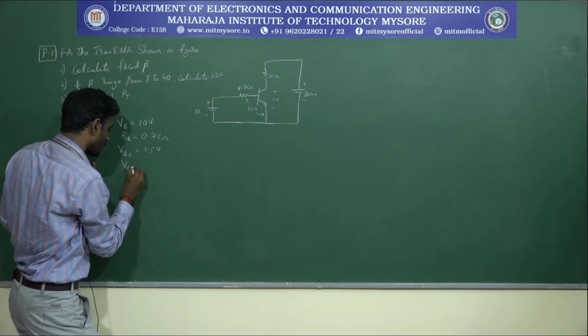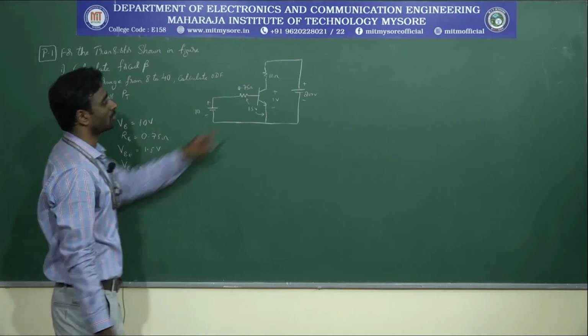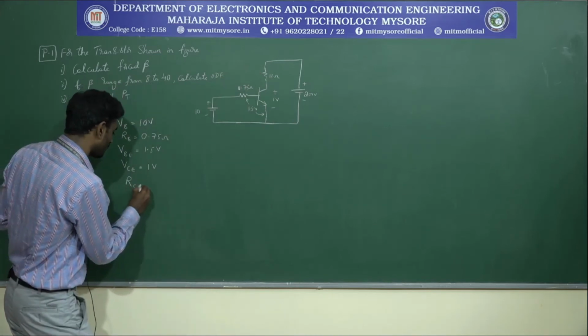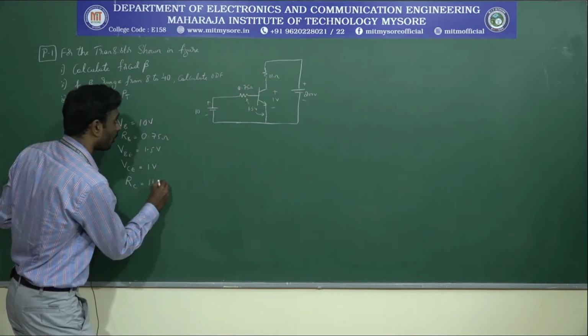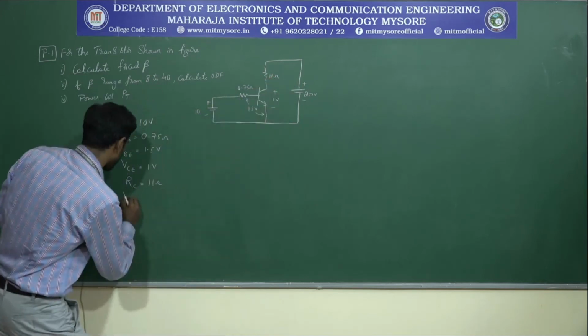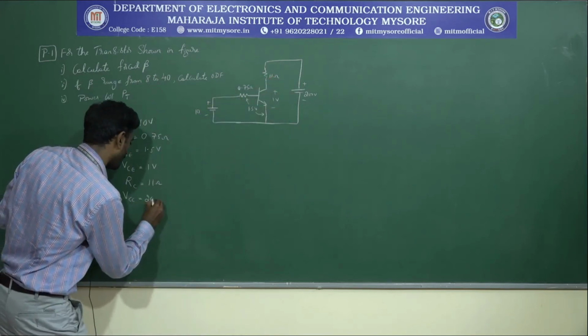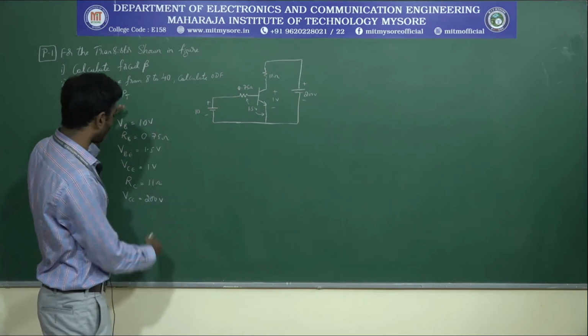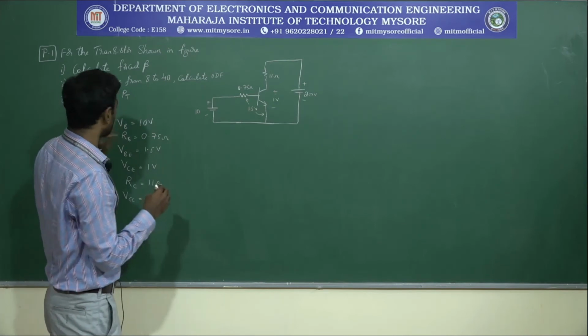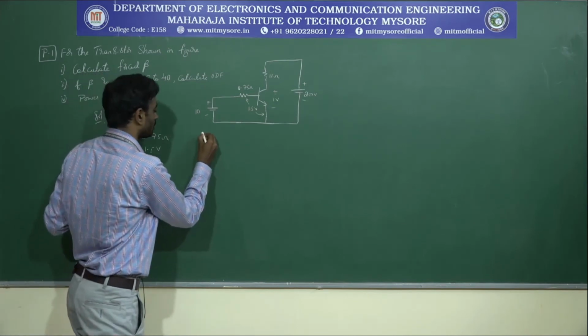And this will be called the voltage across the collector to emitter. That is, the voltage collector to emitter, VCE, will be 1 volt, and I will be having a resistance value across the collector region. That will be RC equal to 11 ohm, and this will be the VCC. VCC will be considered as 200 volt here. These are all the values given in the circuit.